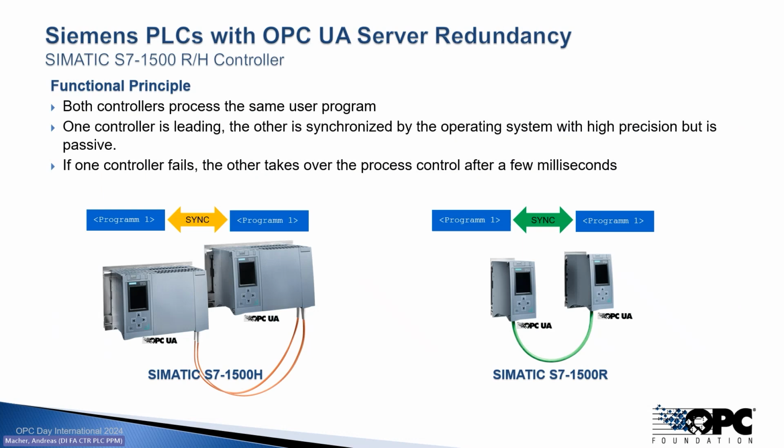To make it more concrete, and a little advertising, this is how Siemens realized this server redundancy in its PLCs. These are the so-called 1500 R/H controllers, which work synchronously on the same program. If one controller fails, the other takes over the job. And since the beginning of the year, an OPC UA server is included, and the OPC UA redundancy now works within these PLCs.